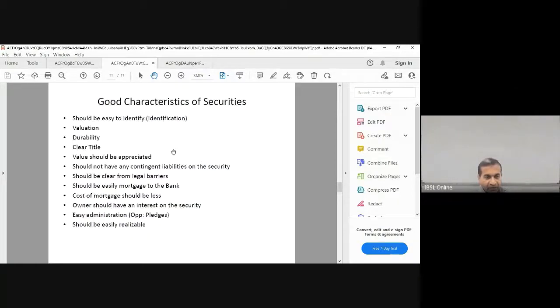So these are the characteristics of a good security. From there also you can understand. It should be easily identified. Now, if you take the stocks, it is very difficult to identify, so it is not a good security. Valuation: you should be able to value it, not the cost of it. Now if you take a water bottle, I have a brand new water bottle here with me, not even opened. If I ask you the value of this particular bottle, you will not tell me the value.